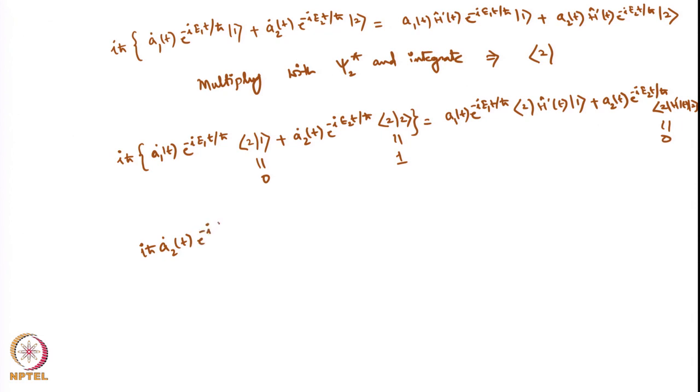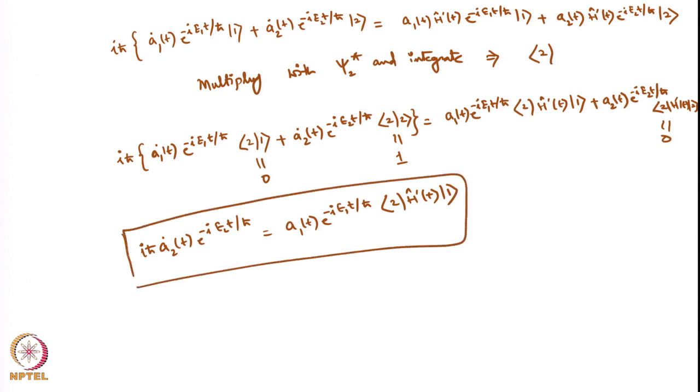i h bar a2 dot t e to the power of minus i E2 t by h bar should be equal to a1 t e to the power of minus i E1 t by h bar, 2 h prime of t 1. Okay, this is the second equation. Okay, now what I will do is I will correct both the equations together.